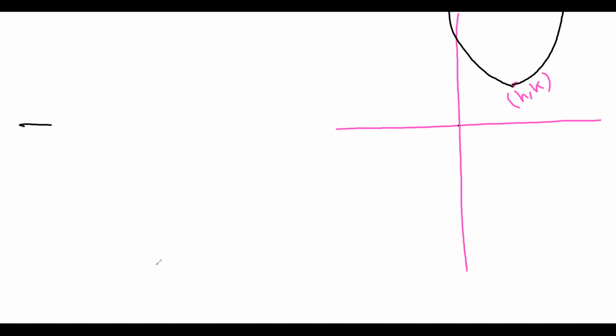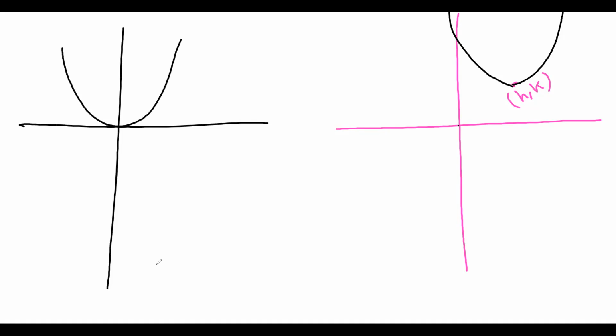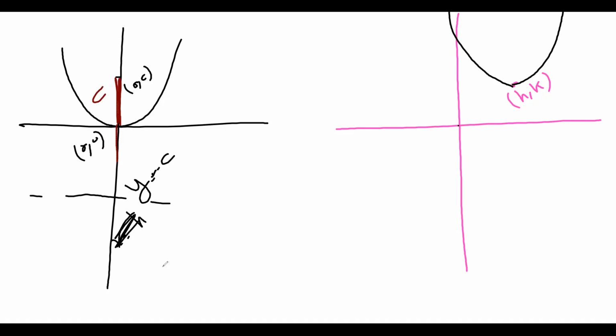Now we see it on the origin one, that here you have (0, 0), and here you have (0, C), and here you have y equal minus C. And we said also that this distance is C. Here also it is the same. The distance from the vertex to the directrix is C, and also the distance from the vertex to the focus is also C. Is it right? Yes.